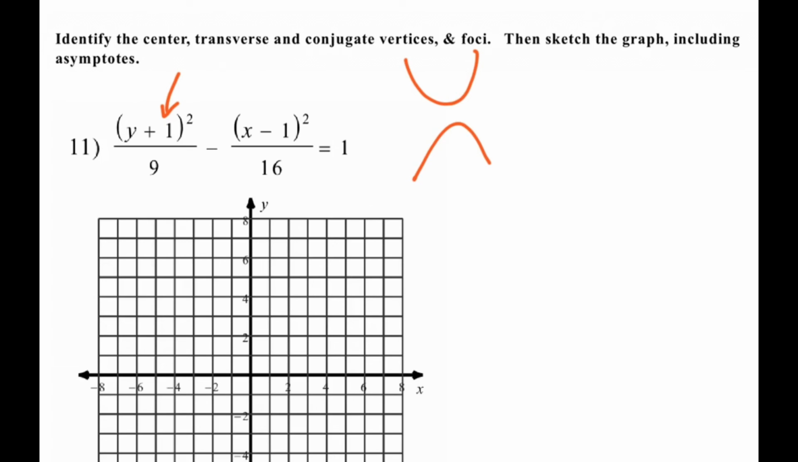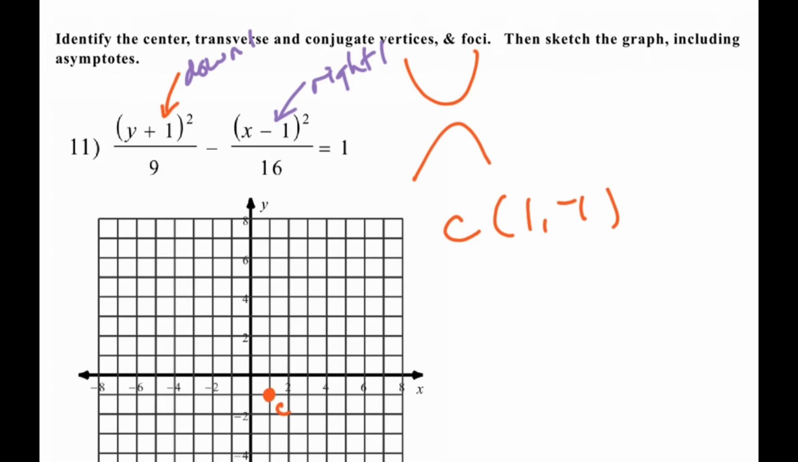Okay, now this one is going to go right 1, and the reason is that's with the x. This red one right here is going to go down 1, because that's with the y. So I'm going to start at 0, go to the right 1 and down 1, and that is my center right there. So my center is 1, negative 1.